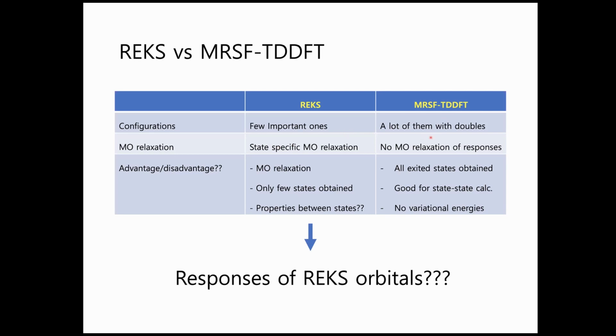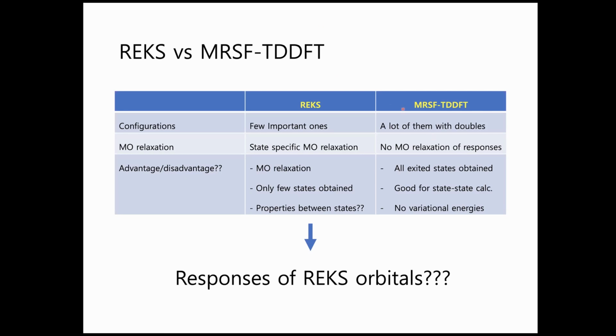On the other hand, in MRSF-TDDFT it is not possible, okay? Because you just do the triplet orbital optimization, which is a single reference orbital optimization. Then you do the linear response. Using linear response, you get all the excited states. And then there's no way you can specifically optimize particular state orbitals, because you always have to start with the reference. So you always have to use the reference orbitals. So there's no state-specific molecular orbital relaxation.